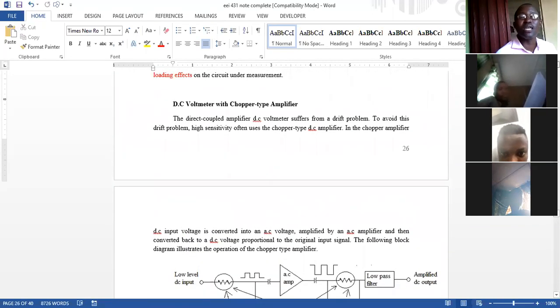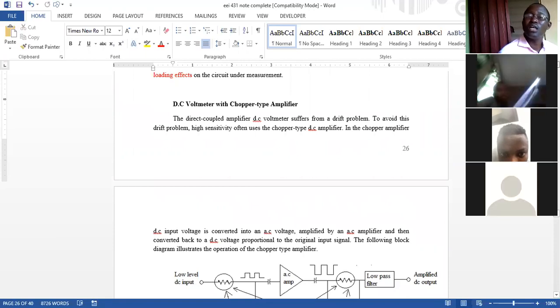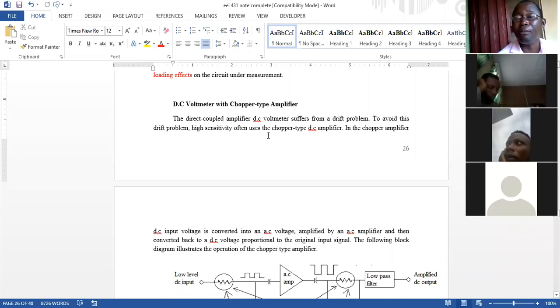Now the DC voltmeter, the direct coupled amplifier that we checked up there, suffers from a problem. That is drift. Drifting, when it takes measurements, usually drifts. Now, to avoid this problem, another system is developed. That is the one that uses a chopper type DC amplifier.